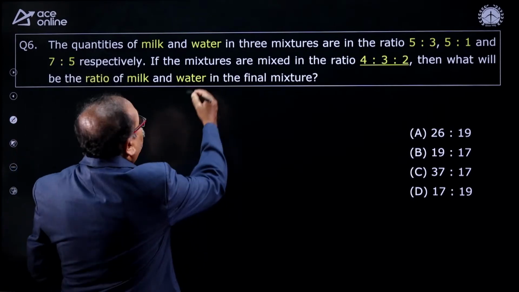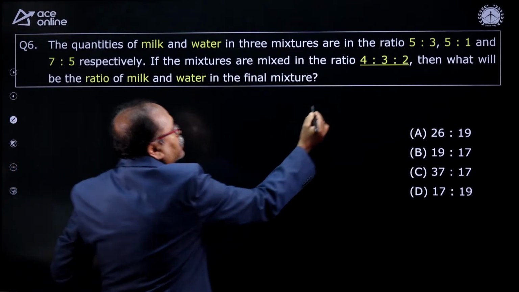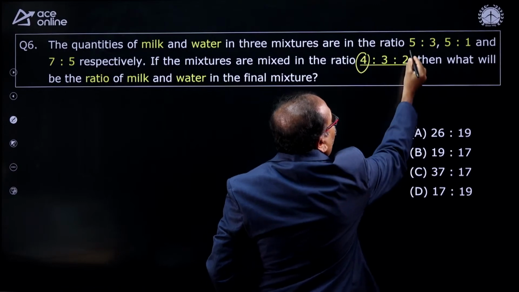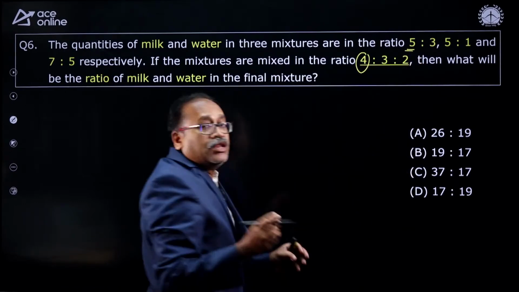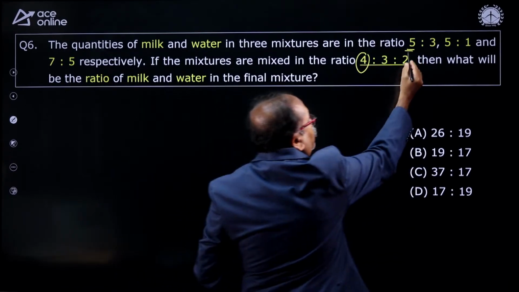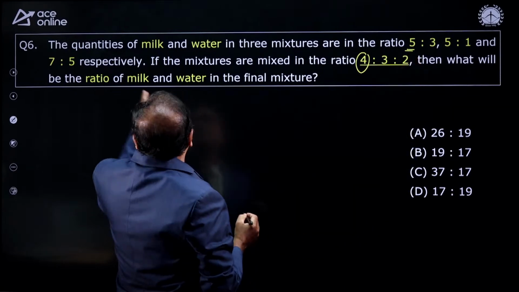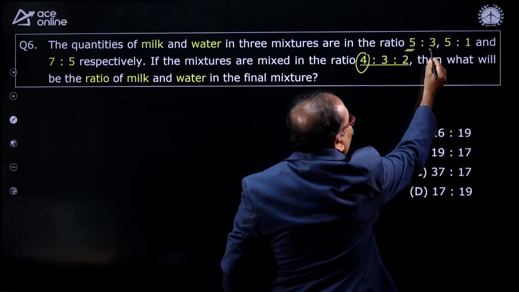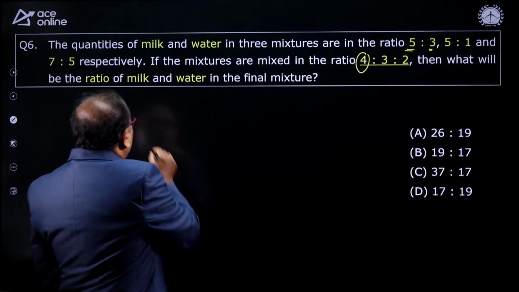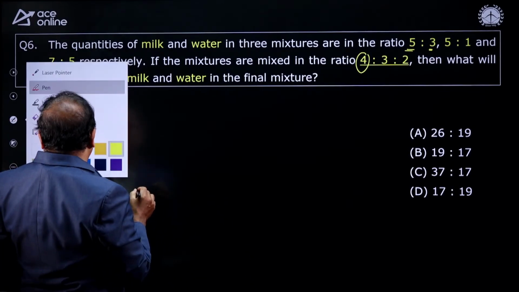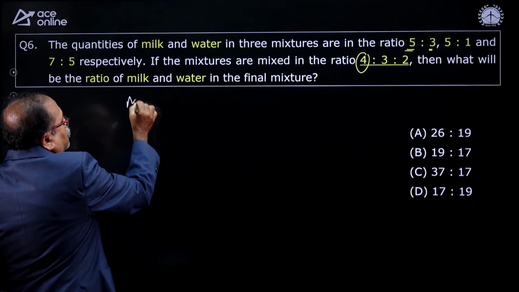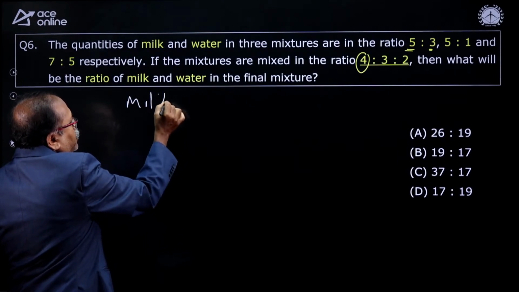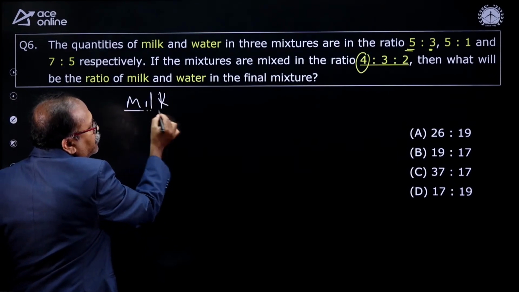Now come to this question. How do I answer the question? Here there are 4 parts. Out of 4 parts, the 5 part is in a 4x. The 5 part is milk. Is it milk and water? 5 part is milk and 2 part is water. So what I do is, I will write down the milk over here, right? And water, because I finally have to find the ratio.